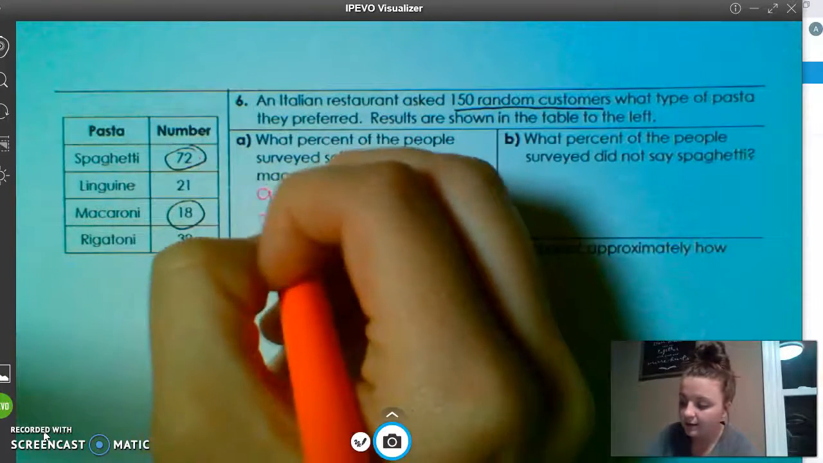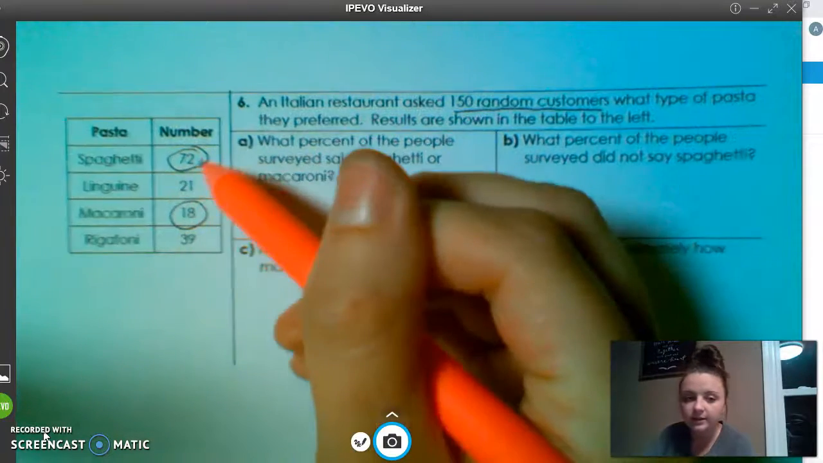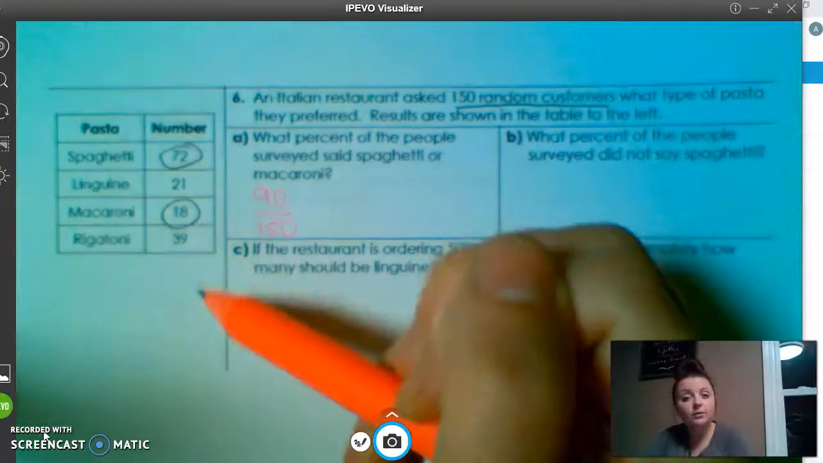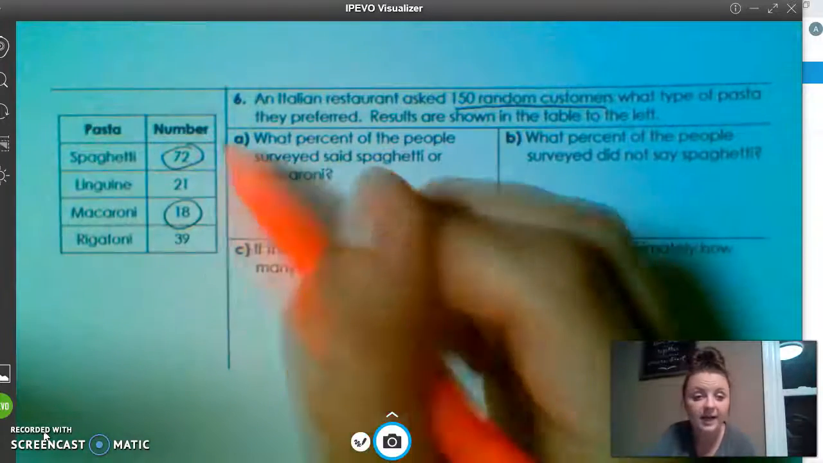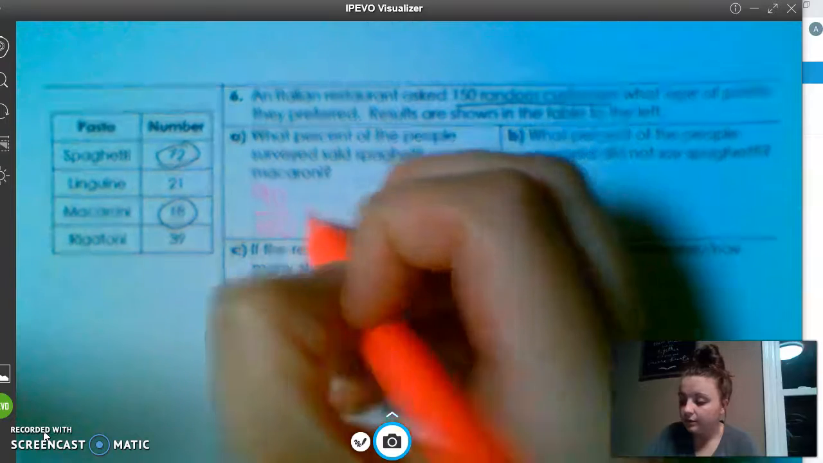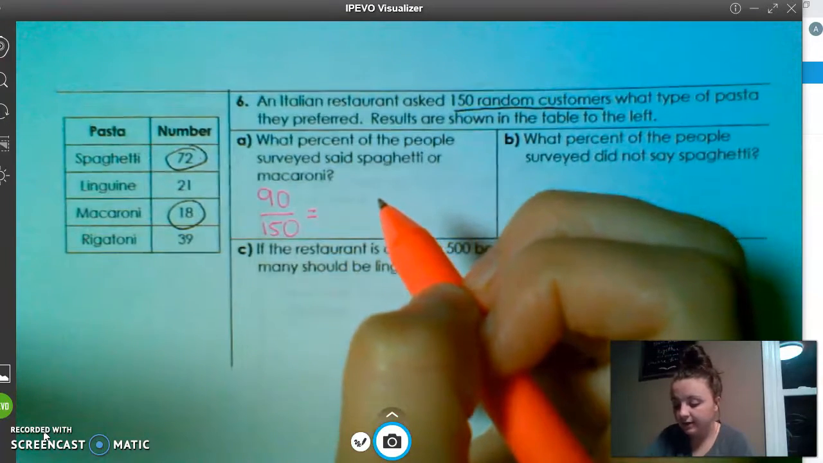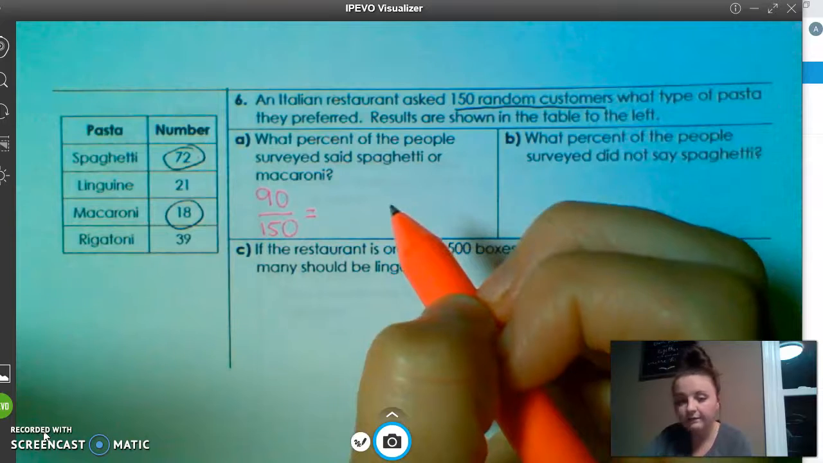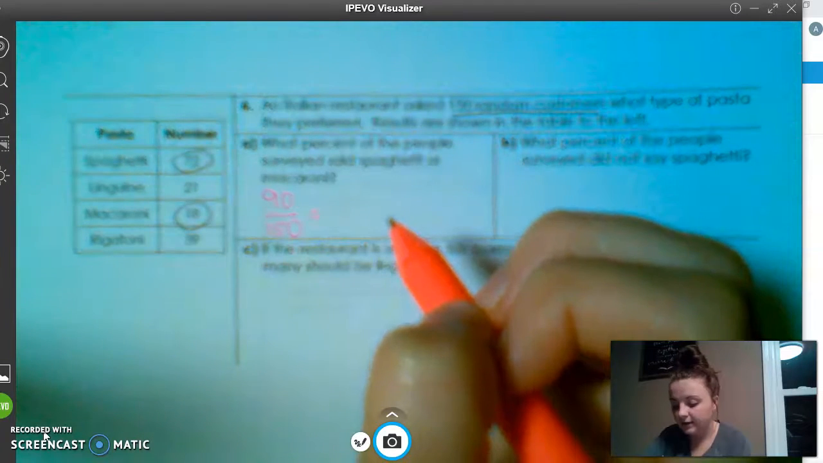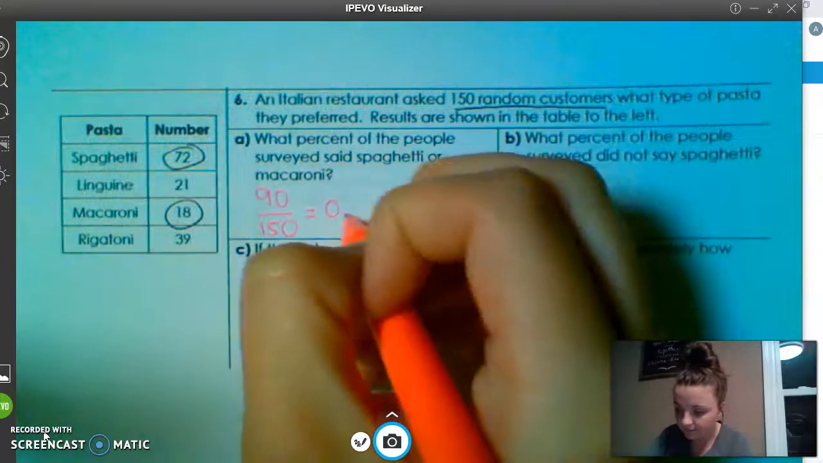If they hadn't told us that there was 150 customers, we could have just added these up in the table. Okay, that's a hint, because they might not always tell you the total amount of people that they have sampled, so you just need to add up the table then. So first I've got to divide. So 90, let me get my handy dandy calculator, turn that fraction into a decimal. 90 divided by 150 is 0.6.